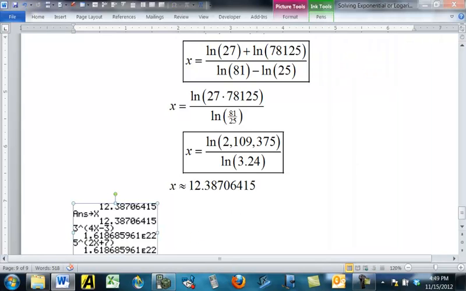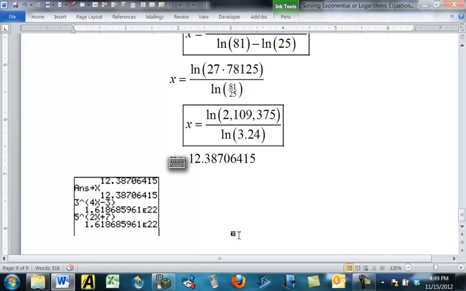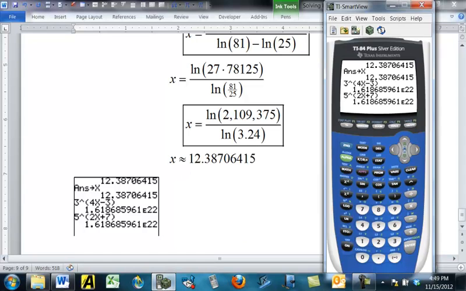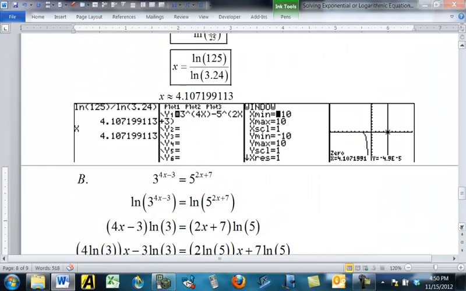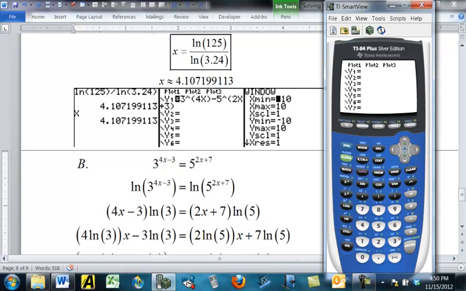Now, if you actually had to just find it from your calculator, what are we going to do? Again, we're having a lot more luck with this method here where we solve for 0. So let's go back up here again. Where's my equation? There it is. So I'll put that in: 3 to the power 4x minus 3, minus the other side, 5 to the power 2x, plus 7.